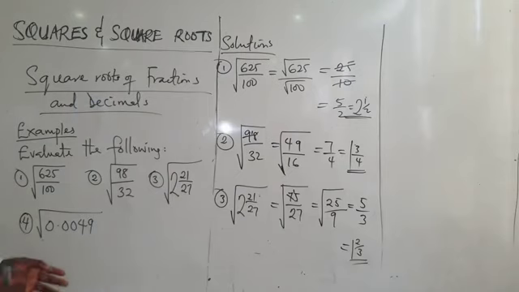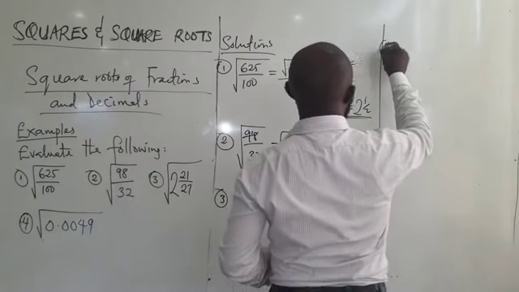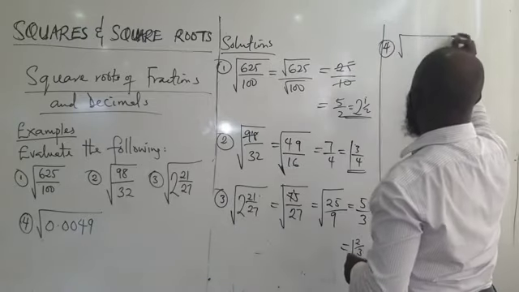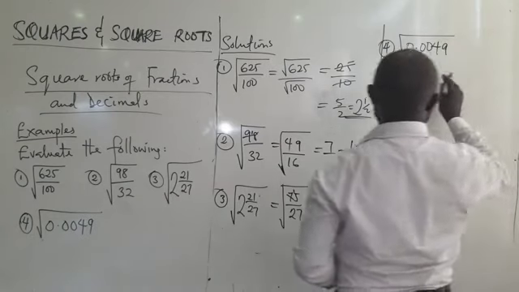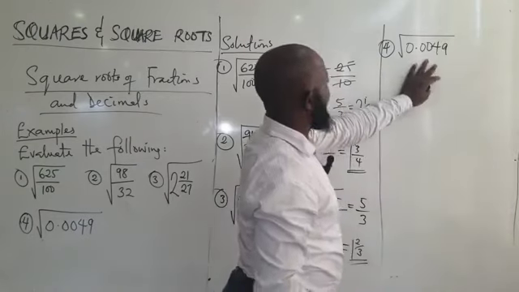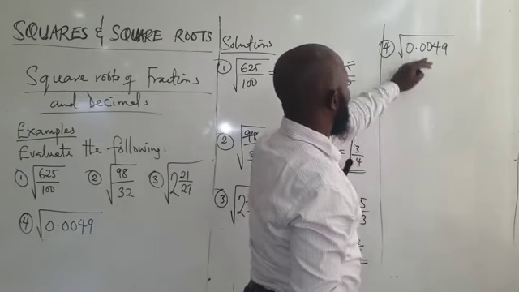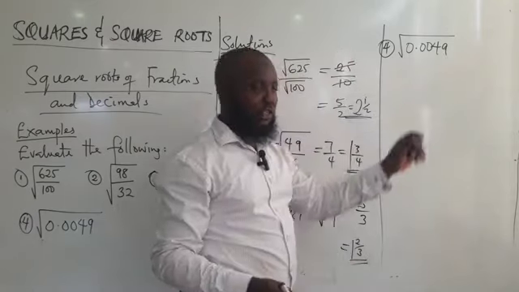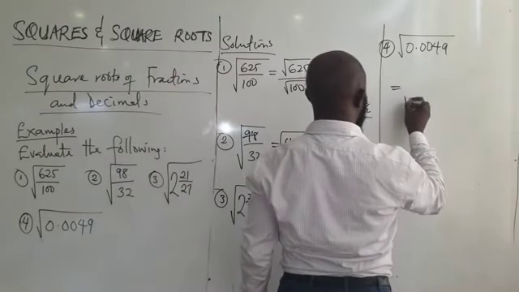So that is that on question number 3. And the last question is on decimals. So I'm going to do this one, number 4. We have the square root of 0.0049. Now, you can see we can't find the square root straight away. So what we are expected to do is to change the decimal to a fraction. So we change decimal to what? Fraction. How are we going to do that?